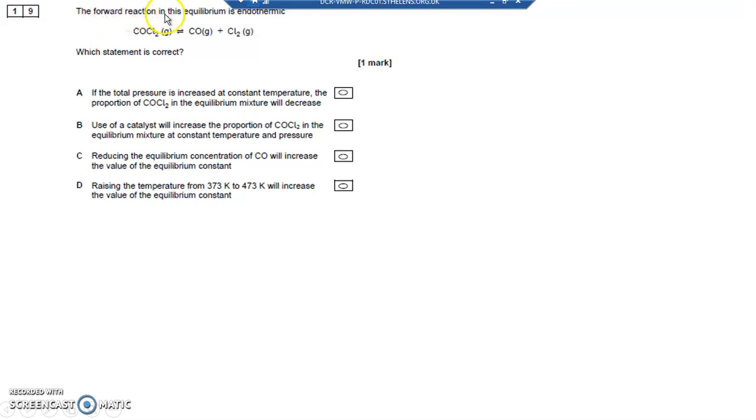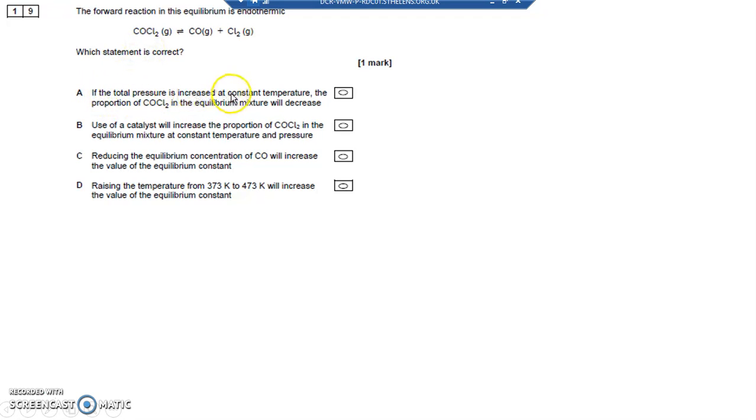Question 19. The forward reaction in this equilibrium is endothermic. So that means when it goes left to right, it takes in heat. COCl2 turning into CO and Cl2 takes in heat in that direction. In the other direction, it must be exothermic and give out heat. Let's read through the statements and work out which one's correct.